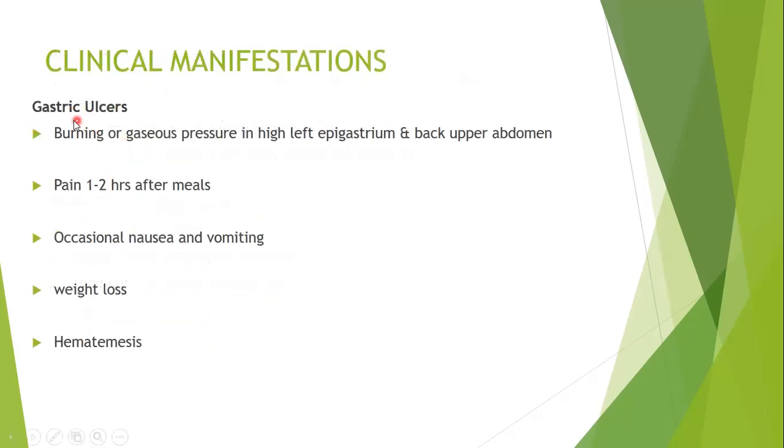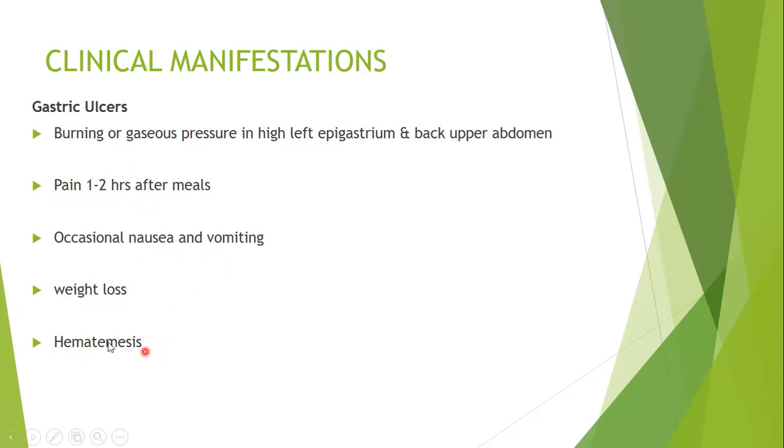Some specific clinical manifestations for gastric ulcers: you have burning or gaseous pressure in the high left epigastrium and back upper abdomen. So the pain in gastric ulcers, those that occur in the stomach, is often described as a burning kind of pain or gaseous pressure. Patients with these ulcers often belch a lot. They complain of having too much gas. This pain is in the epigastrium and it may radiate to the back as well as the upper abdomen. Then the pain occurs 1 to 2 hours after meals, meaning not so long after eating. Then the pain increases. Patients may also experience occasional nausea and vomiting due to the severe irritation of the stomach lining. Then they may experience weight loss because they tend to eat less, since the pain is worsened after meals.